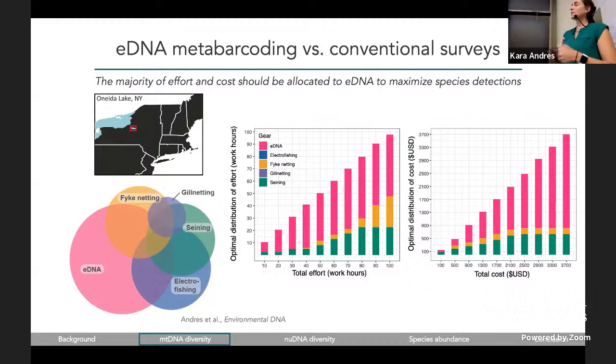The different segments of the bars show the proportion or distribution of effort or cost that would optimize the sampling of the fish community in those environments. So you can see it's wise to allocate most of our effort or cost to environmental DNA, but by adding small amounts of seining or fyke netting, we can actually maximize species detections. This approach may be really useful for anyone trying to maximize the number of species being detected while minimizing the effort or cost it takes to detect those species.